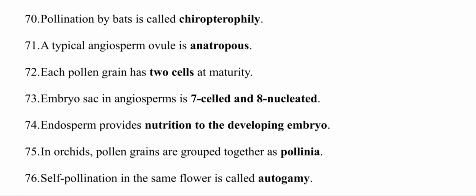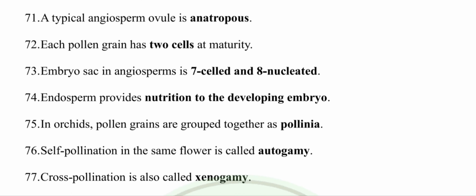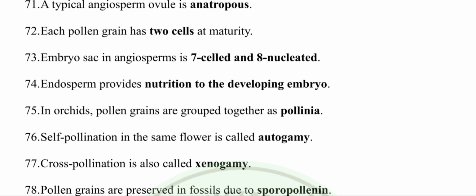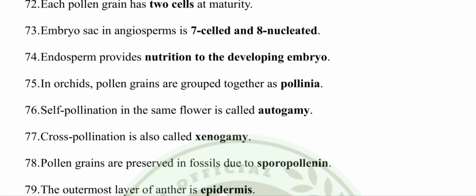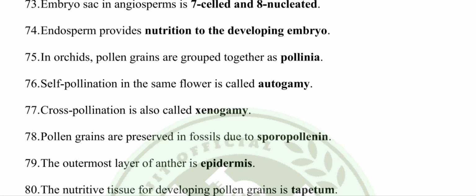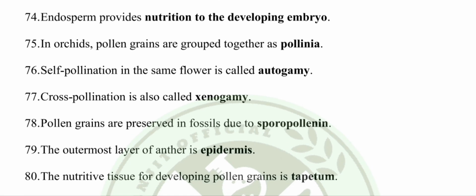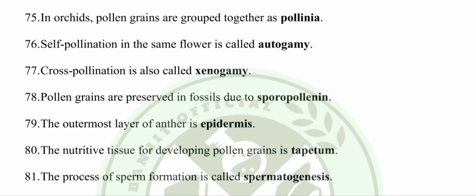71. A typical angiosperm ovule is anatropous. 72. Each pollen grain has 2 cells at maturity. 73. Embryo sac in angiosperms is 7-celled and 8-nucleated. 74. Endosperm provides nutrition to the developing embryo. 75. In orchids, pollen grains are grouped together as pollinia.